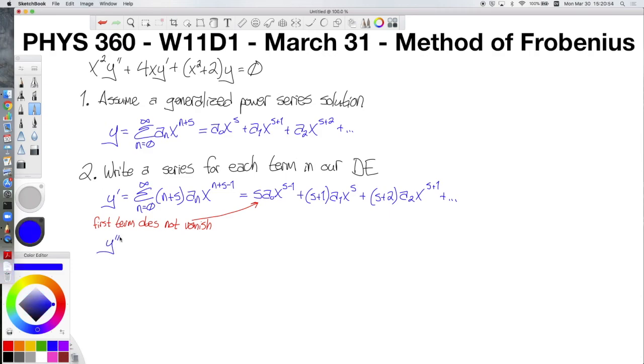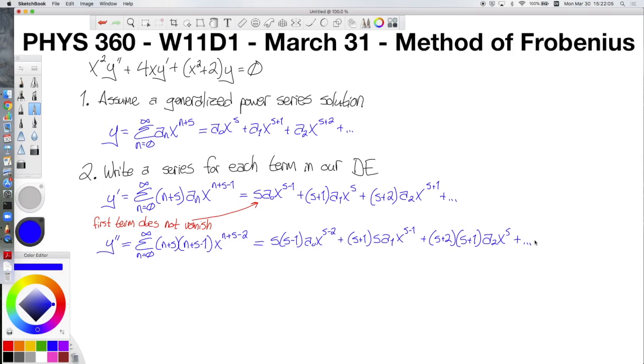So next, let's write out the term for y double prime, and we get the following. The sum from n equals 0, again, to infinity of n plus s times n plus s minus 1 times x to the power of n plus s minus 2. And we can write this out term by term as well. s times s minus 1 times a naught times x to the s minus 2 power plus s plus 1 times s times a sub 1 times x to the s minus 1 power plus s plus 2 times s plus 1 times a2 times x to the s power, and so on and so on.